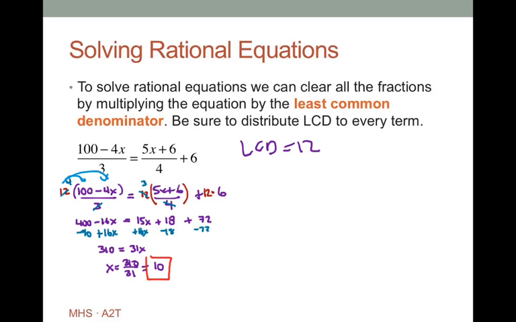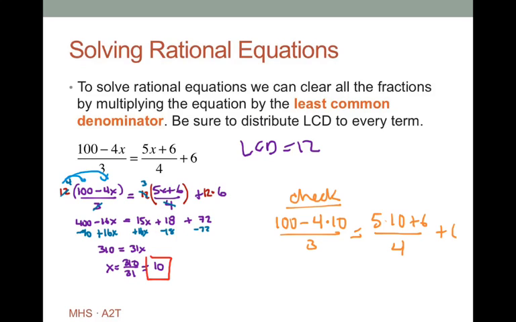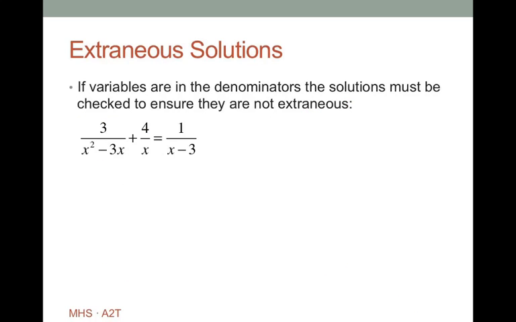Now, get in the habit of checking your answers whenever you're solving a rational equation. So we'll plug in 10 for x and see what we get. 100 minus 4 times 10 is 40, over 3 has got to be equal to (5 times 10 plus 6) over 4, plus 6. Just go ahead and work that out really quickly. We're going to get 60 over 3 is equal to 56 over 4 plus 6. Is that true? Yes, it is. Okay, so it checks.